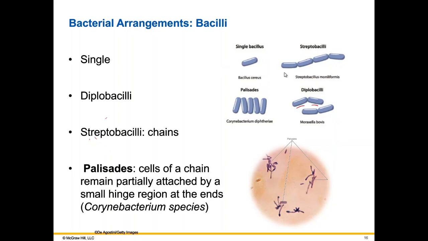And then finally, our palisades. Palisades are cells that are in a chain, but they're partially attached by a hinge region at the ends. So instead of being able to stretch out like these streptobacilli, they kind of look like a messed up keyboard is kind of how I describe it. But you can see they're still in a chain, but they're all bent around one another. So the example here that is given is Corynebacterium.